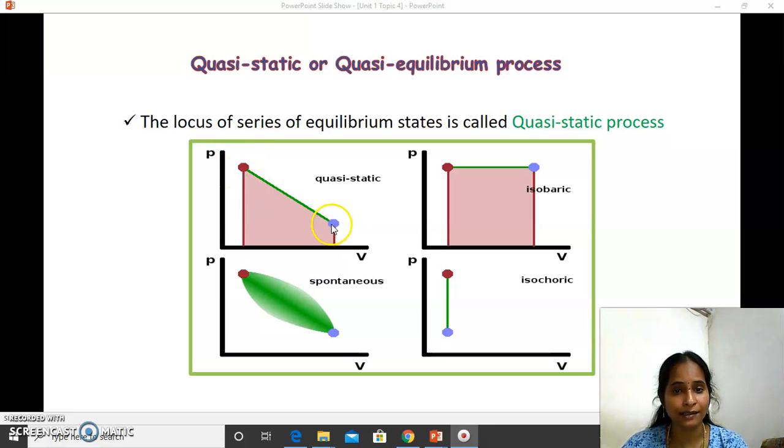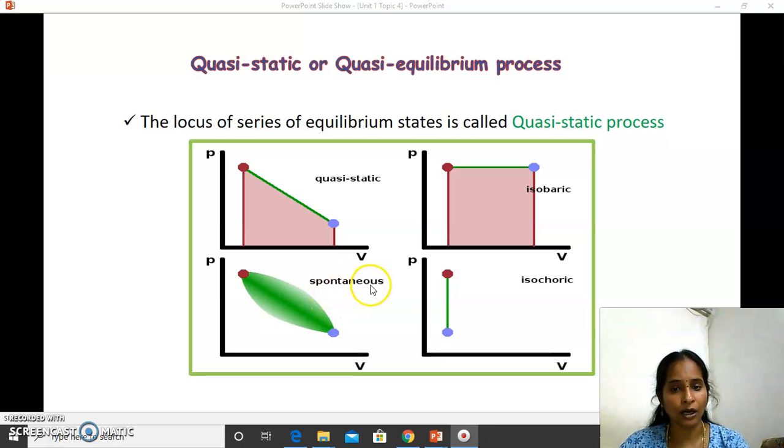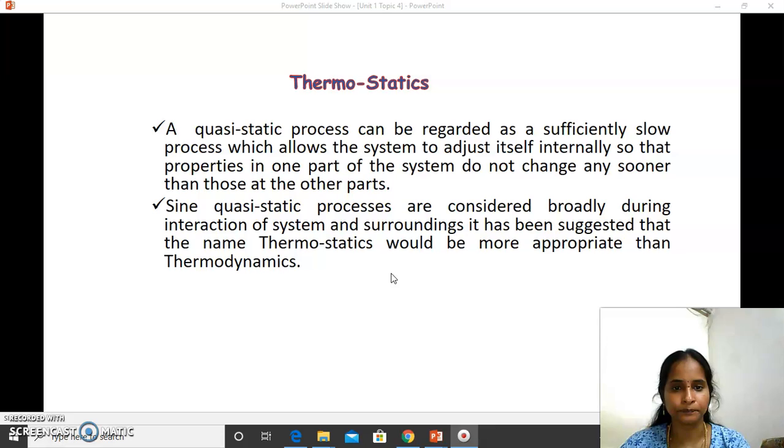Here you can see quasi-static means very slow reaction. A spontaneous process means automatically they are irreversible processes. Whatever happens, all natural reactions coming into play are called spontaneous processes. Isobaric, isochoric, these are things I will explain to you later. And the quasi-static process is a very slow process.